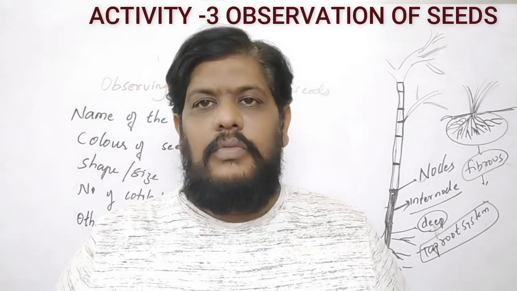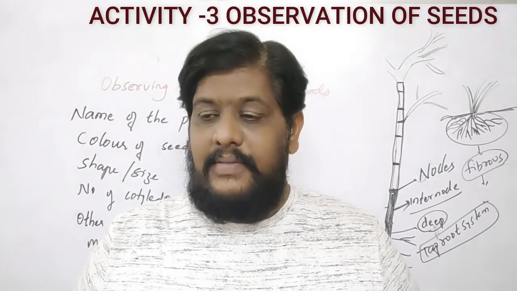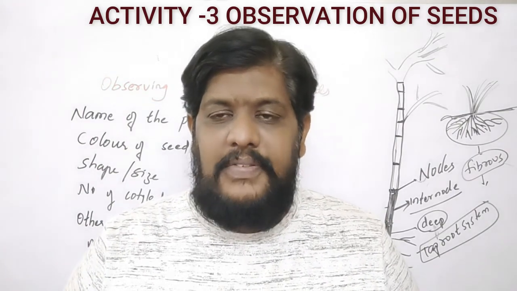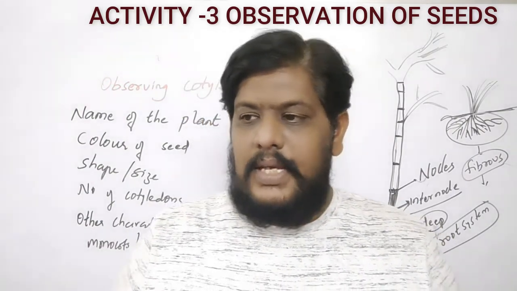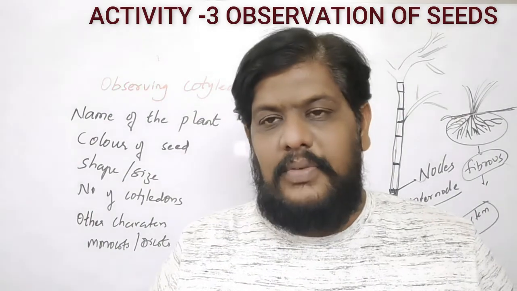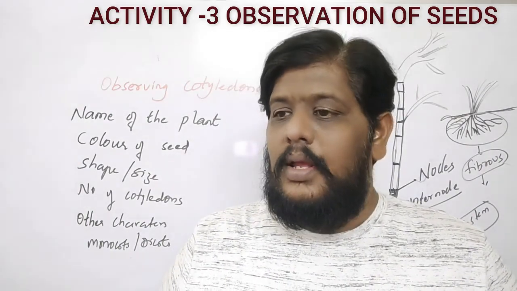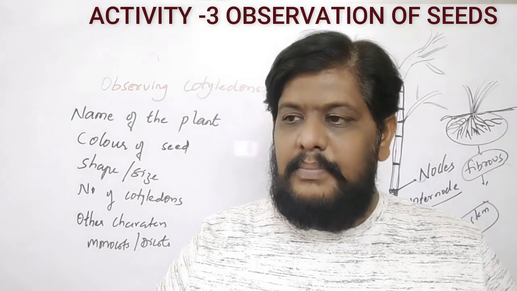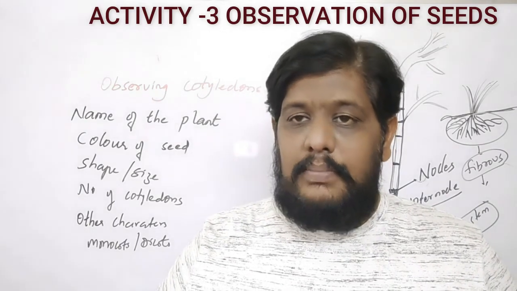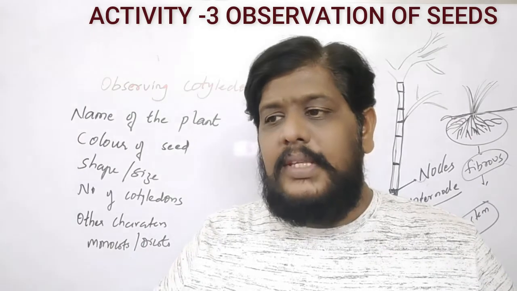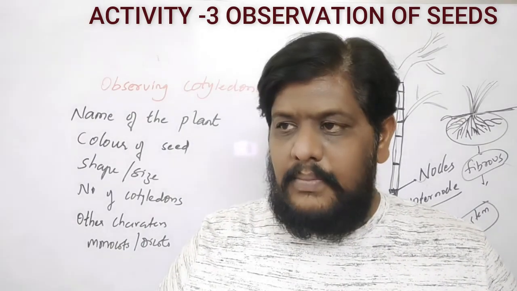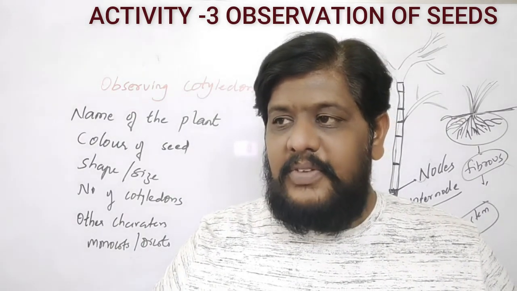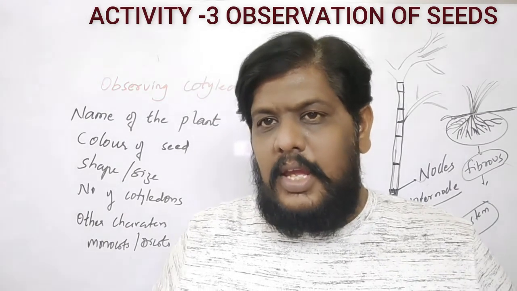Okay, children, now we'll go ahead with the third activity, activity number 3, observation of seeds. Again, here you have to collect some seeds from different plants. You can collect the seeds of green gram, red gram, Bengal gram, wheat, paddy, groundnut, maize, all of them, and soak them for a day, and observe them very carefully.